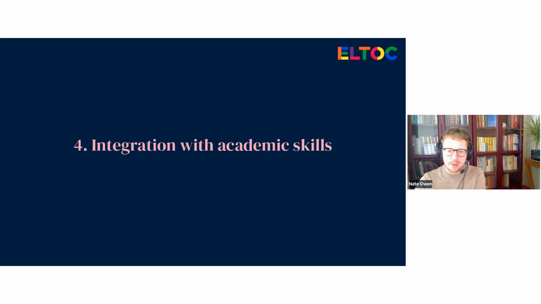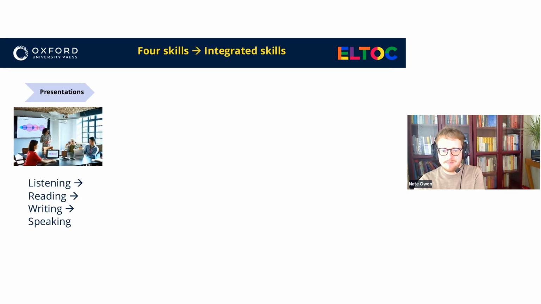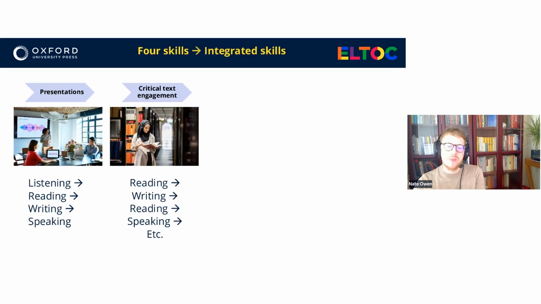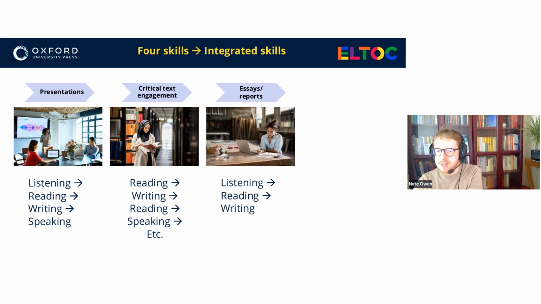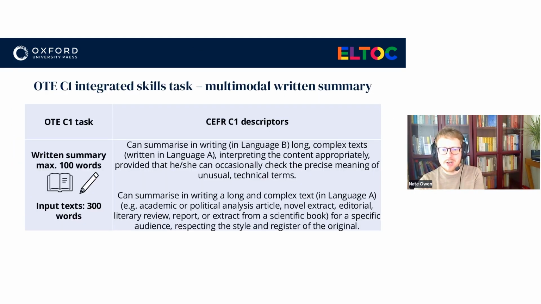So I'll show you what this looks like. I think this really is perhaps in the wrong order, so I might come back to this. But if we think about the 4 skills, speaking, reading, writing, and listening, I was thinking about talking about why we wanted to do this and the importance for university-based skills: critical text engagement, essays and lectures and seminars. But I think we've covered that enough, so I won't delay this. I want to show you what these things actually look like.